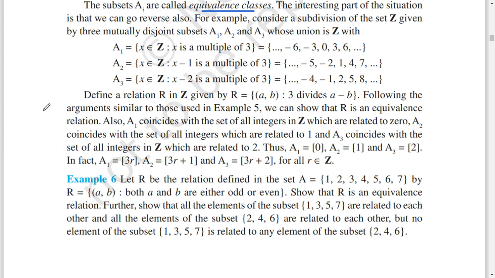Define a relation R in Z given by R equal to {(a, b): 3 divides a minus b}. Following the argument similar to that used in Example 5, we can show that R is an equivalence relation. Also, A1 coincides with the set of all integers in Z which are related to 0. A2 coincides with the set of all integers which are related to 1, and A3 coincides with the set of all integers in Z which are related to 2. Thus, A1 equal to [0], A2 equal to [1], A3 equal to [2]. In fact, A1 equal to 3R, A2 equal to 3R plus 1, A3 equal to 3R plus 2 for all R belongs to Z.